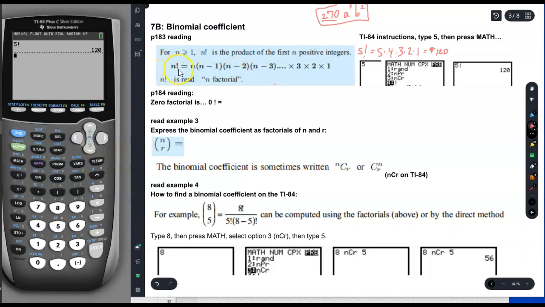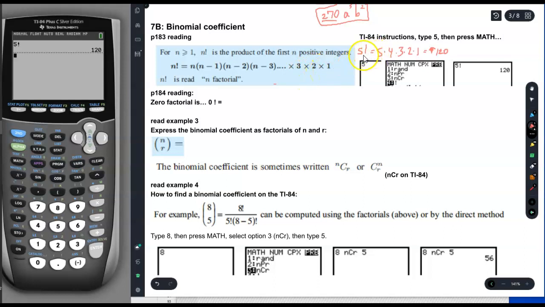And basically what they're saying is, if you have n factorial, that means you're going to take the number n and you're going to subtract 1 from it. You're going to multiply it times that. You're going to subtract 2 from it. You're going to multiply it times that. And so on, until you finally get to the last few numbers, which are 3 times 2 times 1. Once you get to 1, you stop.